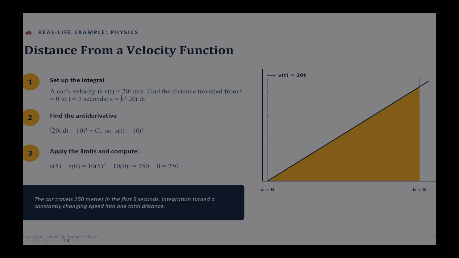So apply the limits and compute: S5 minus S0. Substitute 5 in here. The answer is 250. So the car travels 250 meters in the first 5 seconds, from 0 to 5. You understand that is the interpretation here. Integration turns a constantly changing speed into one total distance. That's critical.